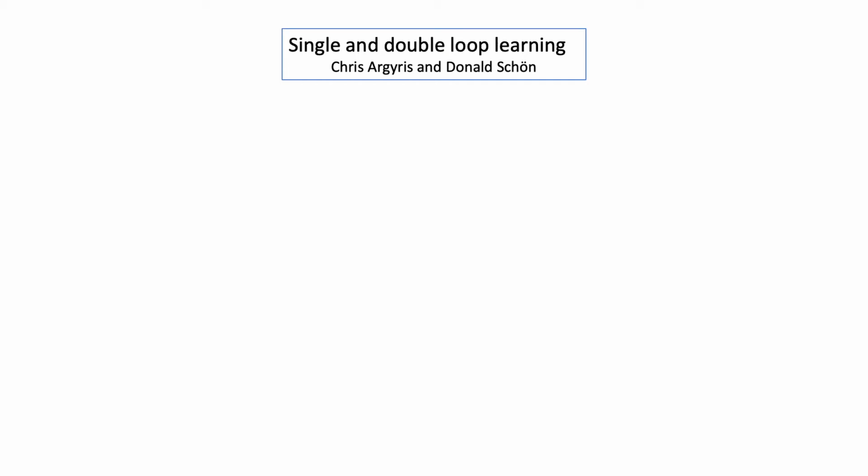So the model I want to talk about here is single and double loop learning. This is a model that was developed by consultants Chris Argyris and Donald Schön in the 1970s in the context of factories and heating, but it's since been co-opted into the personal development sphere, and that's the context in which I want to talk about this.